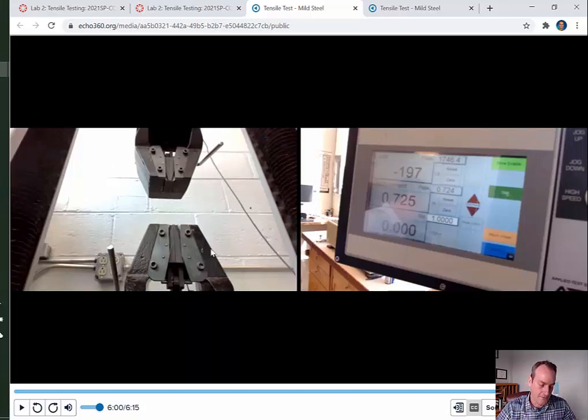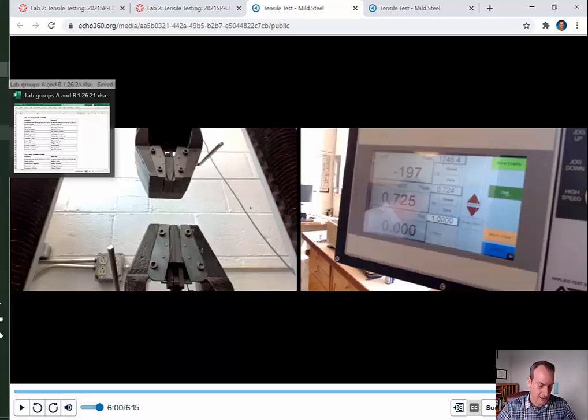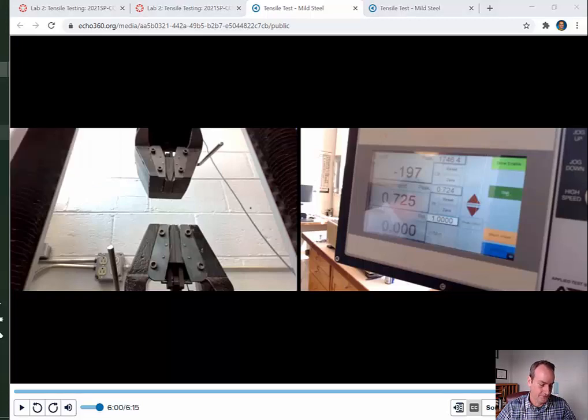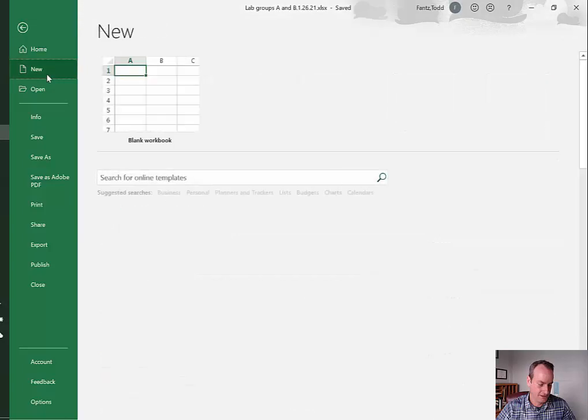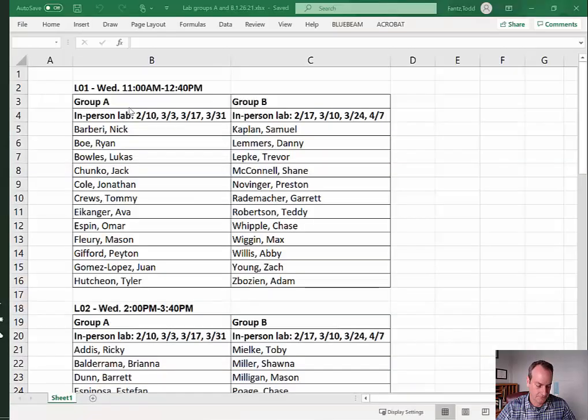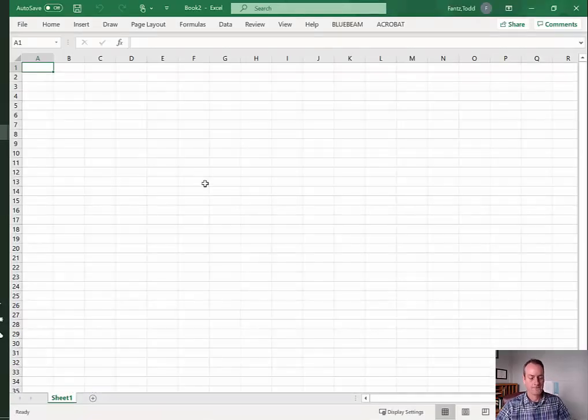Now here's what I recommend you do. I recommend you open an Excel document. We don't need to see lab groups. We need a new blank document. There we go. And on this document is where you're going to create your graph, your data tables, and everything else. If you haven't used Excel, this will be a great introductory course. It's not very difficult for what we're going to do with it. I'll walk you through everything, right?